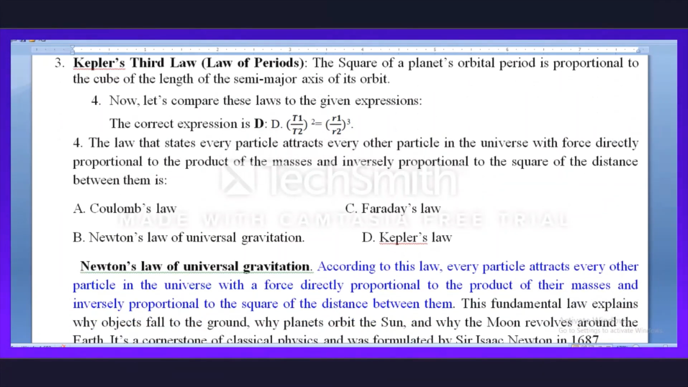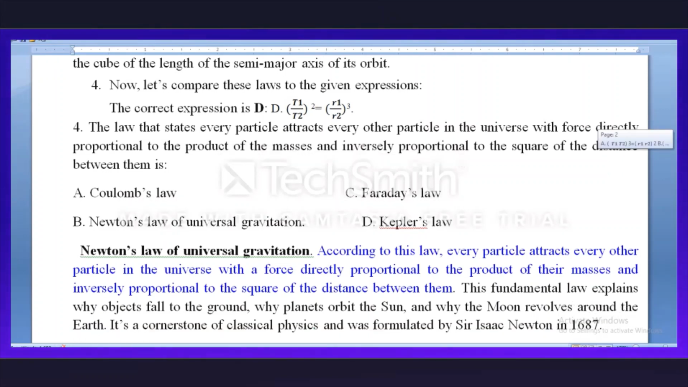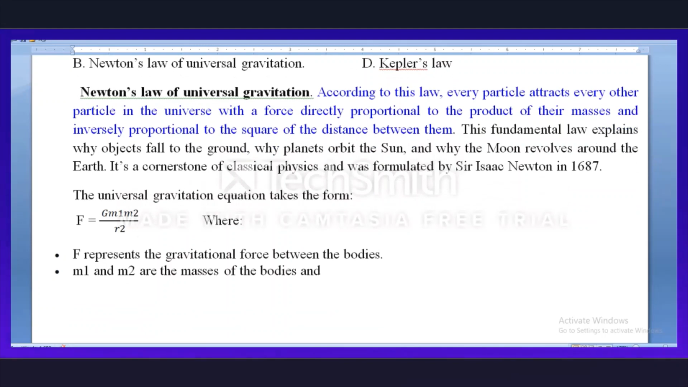Question number 4 says that the law that states every particle attracts every other particle in the universe with a force directly proportional to the product of the masses and inversely proportional to the square of the distance between them is: choice A, Coulomb's law; choice B, Newton's law of universal gravitation; choice C, Faraday's law; choice D, Kepler's law. Let me interpret this problem before going to the solution.